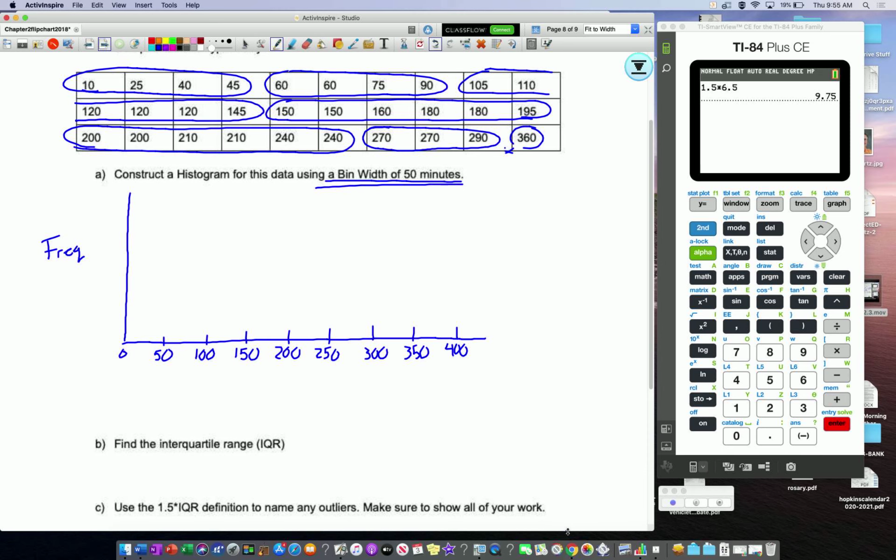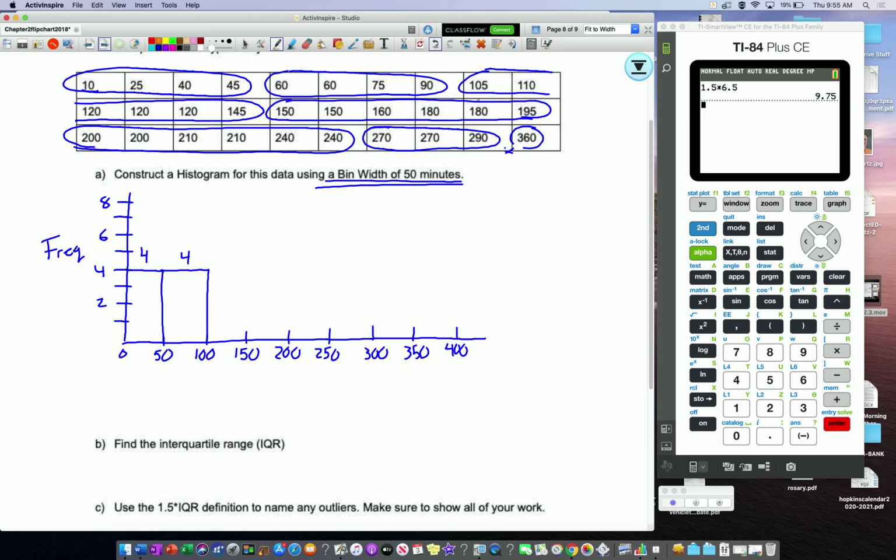So the reason why I like to do that is it gives me a sense of my highest bin height. It looks like it's going to be like 5 or 6. So for my frequency, I can make these 1, 2, 3, 4, 5, 6, 7, 8. I'll go all the way, but 2, 4, 6, 8. So from 0 to 50, I had 4 data points. Next group, 50 to less than 100, was also 4.